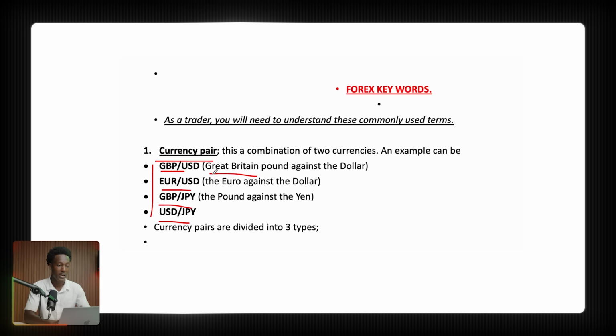That means, say you had the dollar and you wanted the pound, you would get the dollar, deposit it, say to a Forex bureau or something, and then you'll get the pound in return. That means you are, in actual sense, selling the dollar and buying the pound. So we have two transactions happening all at a go. And that's why we call it a currency pair. On the other side, you could even call it a quote. Examples, we have the Great Britain pound against the dollar, and this is how it's illustrated. We have the euro against the dollar, the pound against the yen, the dollar against the yen. Now, currency pairs are divided into three types.